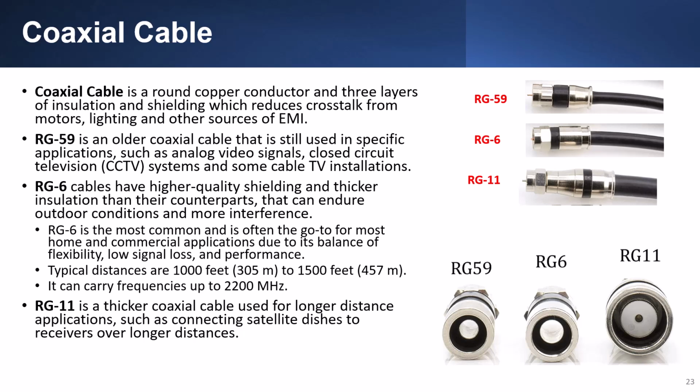Typical distances are 1,000 feet, or 305 meters, to 1,500 feet, or 457 meters. It can carry frequencies up to 2,200 megahertz. RG11 is a thicker coaxial cable used for longer distance applications, such as connecting satellite dishes to receivers over longer distances.